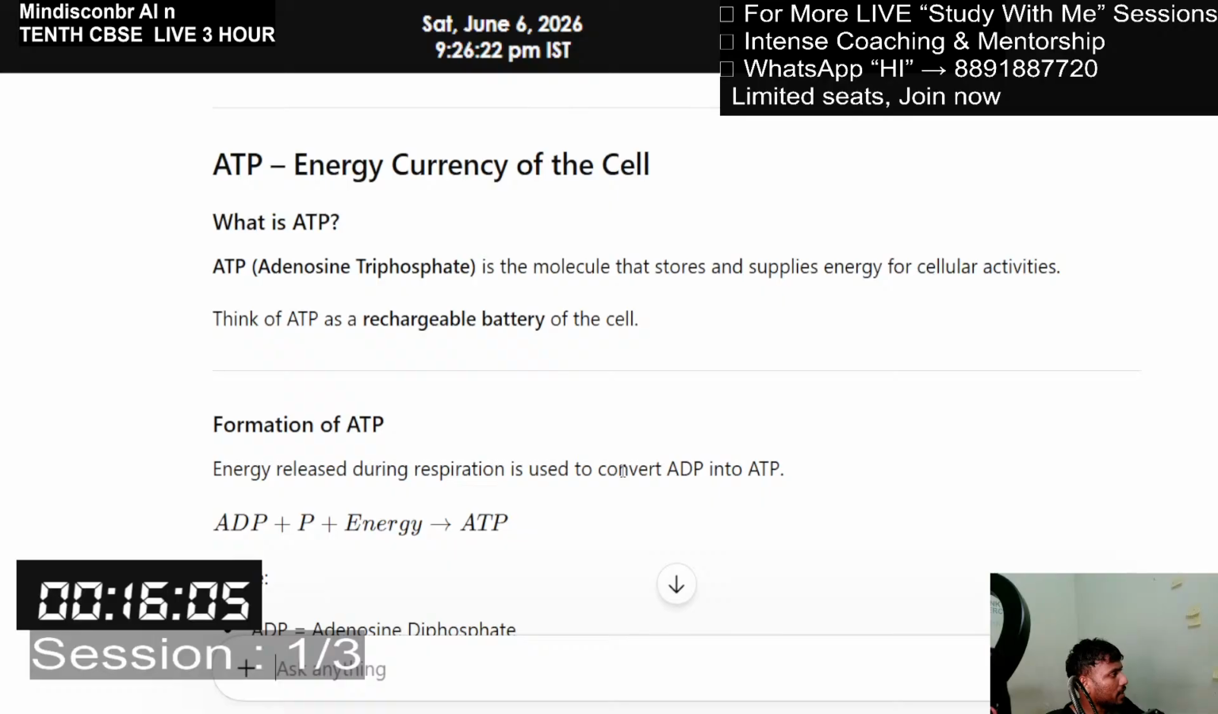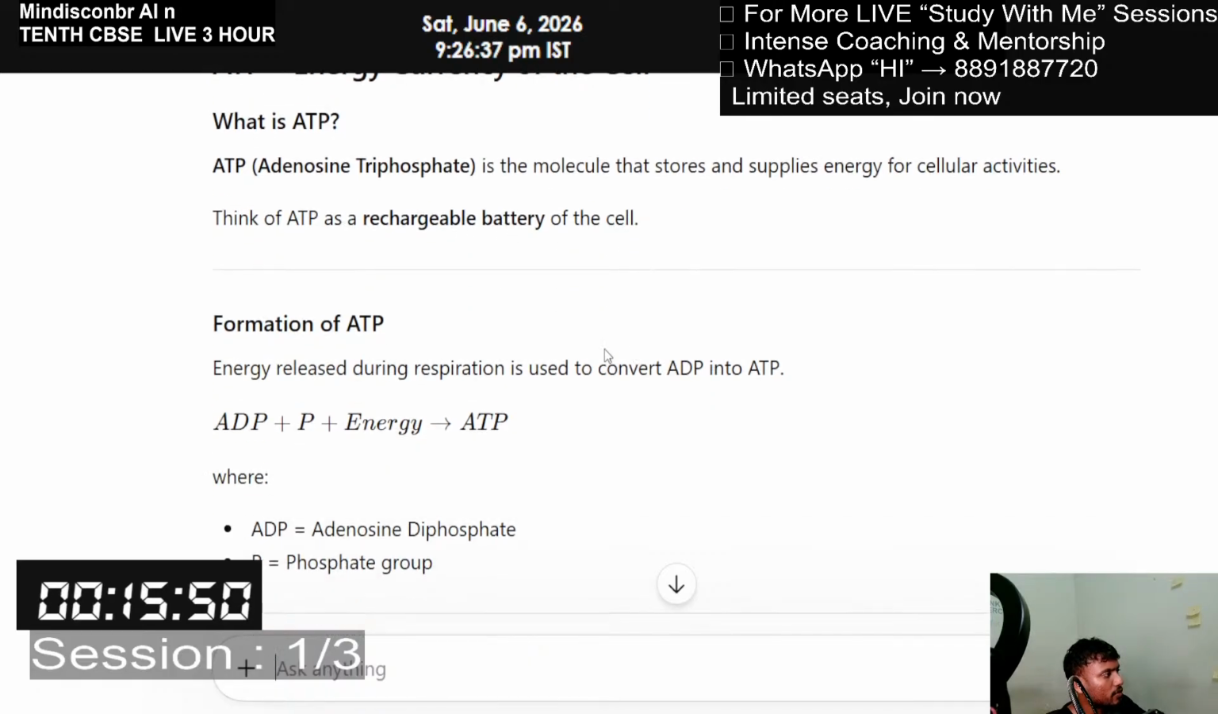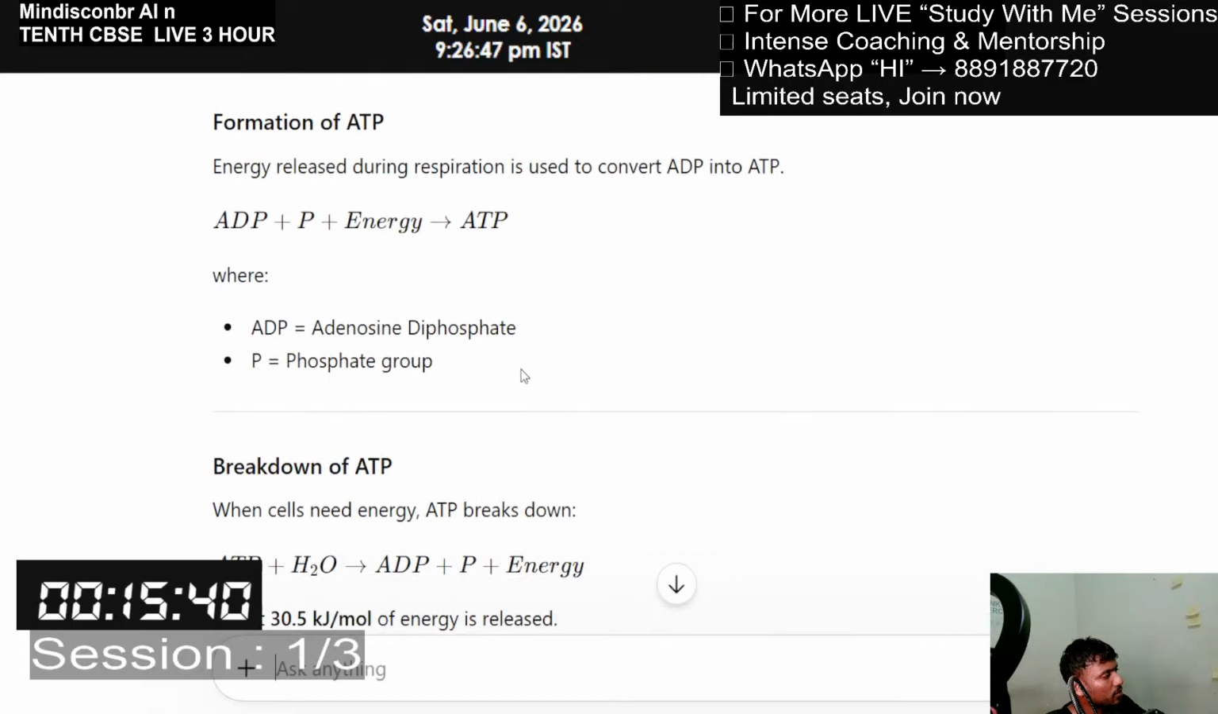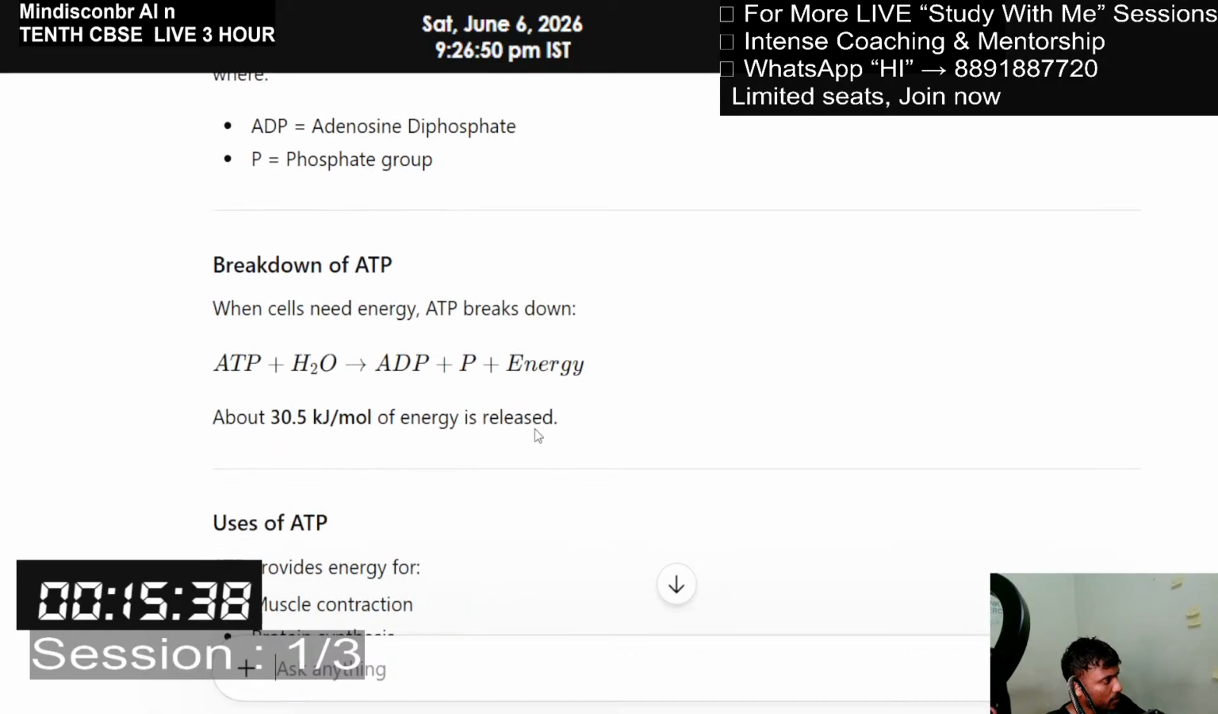Next one is ATP. ATP is the energy currency of the cell. ATP full form is adenosine triphosphate. It's the molecule that stores and supplies energy for cellular activities. Think of ATP as a rechargeable battery of the cell. Formation of ATP: the energy released during respiration is used to convert ADP into ATP. ADP plus phosphate plus energy gives ATP, where ADP is adenosine diphosphate and P is phosphate group.